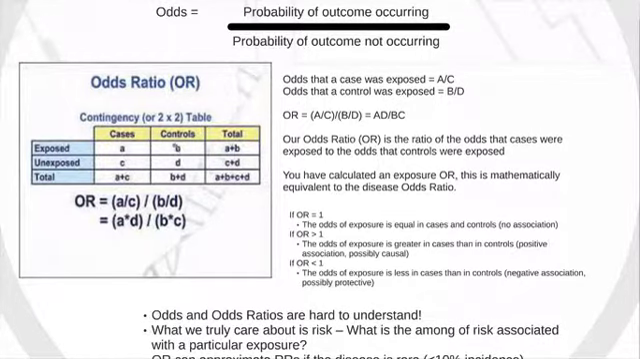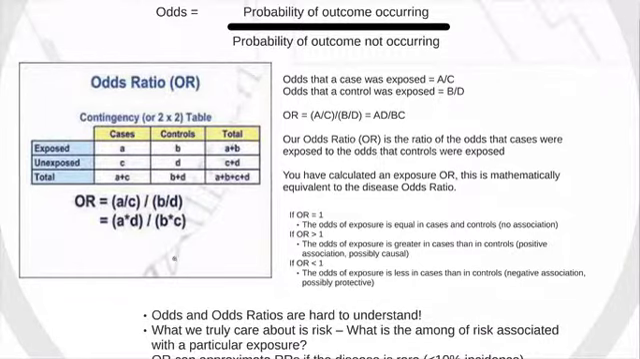Then we can do the same thing to calculate the odds that a control was exposed. B, the probability of the outcome occurring, over D, the probability of the outcome not occurring. So the odds that our control was exposed is B over D. Then if we want to calculate a ratio of the two, the odds that a case was exposed divided by the odds that a control was exposed, the ratio of the odds, we put A over C divided by B over D.